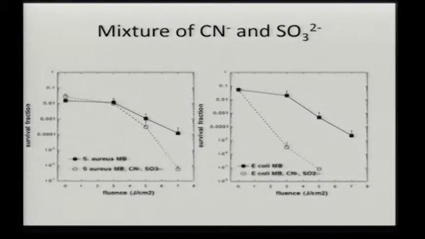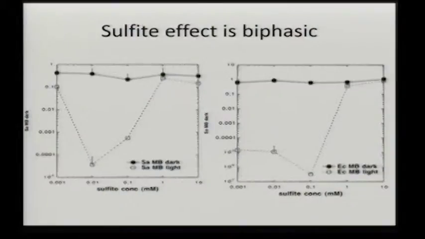So it appears that this sulfur trioxide radical anion may just be indicative of the mechanism. We're not claiming that that is a reactive radical, but there is something reactive being formed. As I say, the sulfite effect is biphasic, because if you have it at a high concentration, it quenches killing.